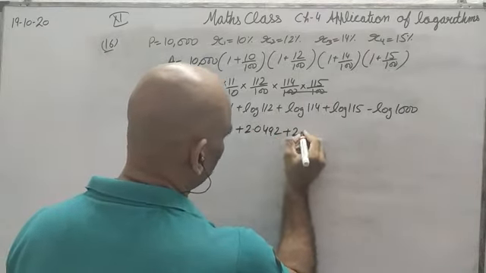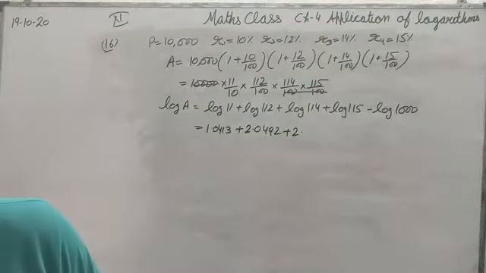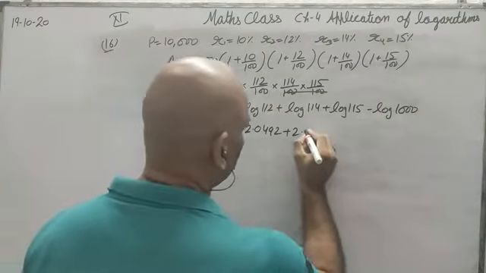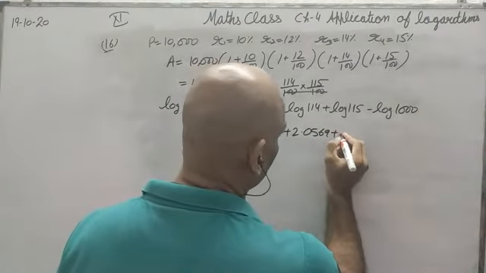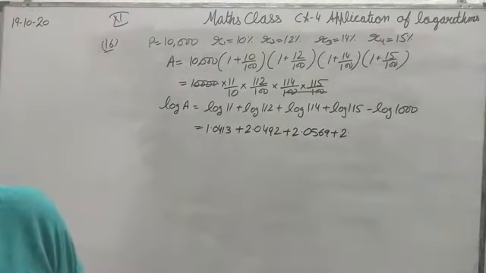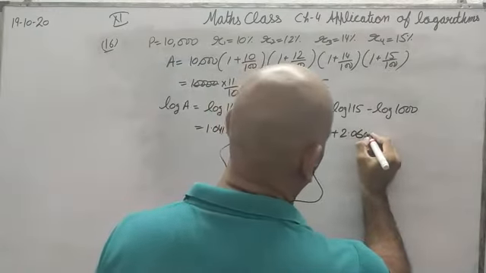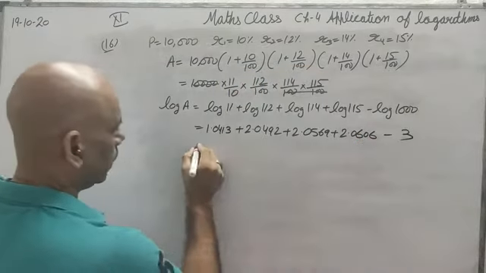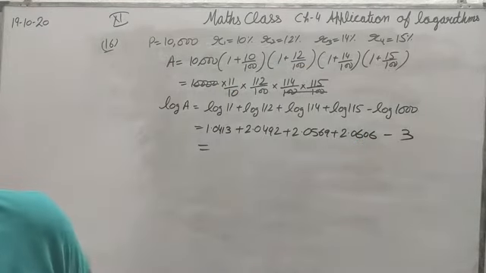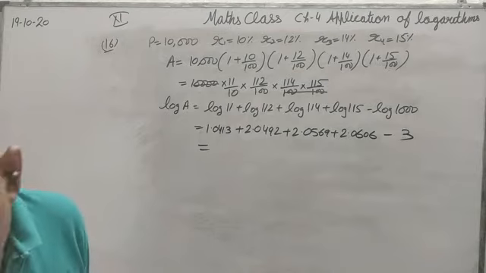2.0492. 114 को क्या लिखा है 2.0569. 115 का log कितना है 2.0606. और ये log 1000 will be 3. And on calculation of this all, I am going to get 4.2080.